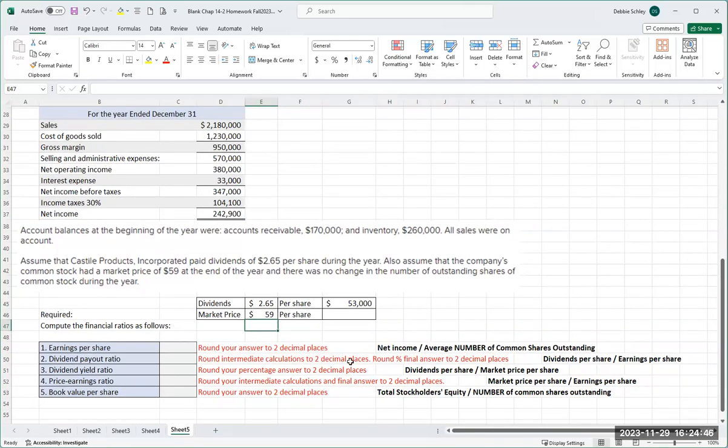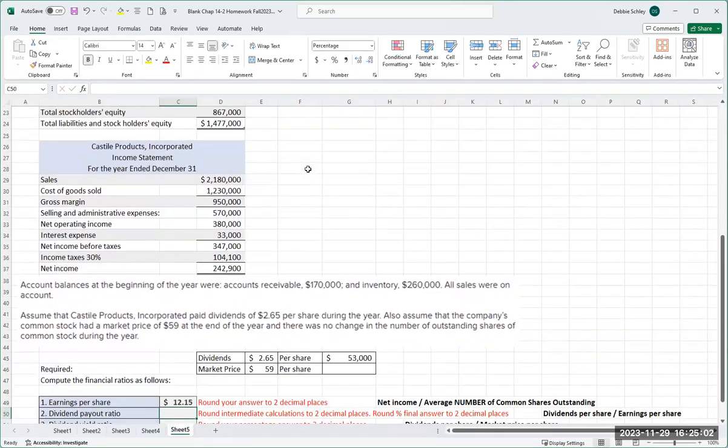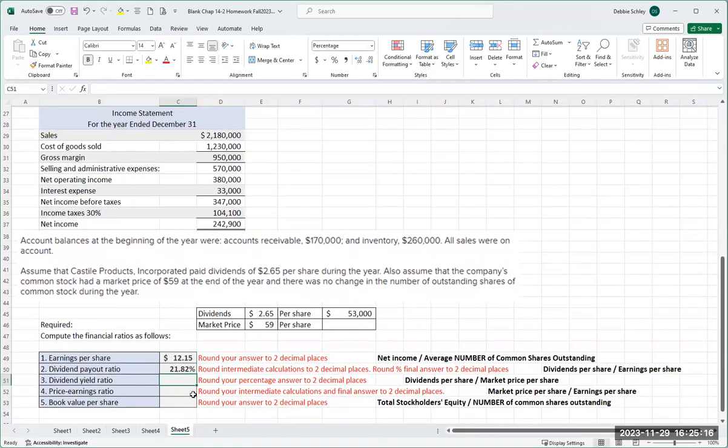And it looks like all of them are rounded to 2 decimal places. So earnings per share ratio equals net income divided by the average number of common shares outstanding. So the number of shares. Dividend payout ratio equals the dividends per share divided by the earnings per share we figured out in required 1. And again, the first one is a dollar amount rounded to 2 decimal places. This one is a percentage rounded to 2 decimal places.